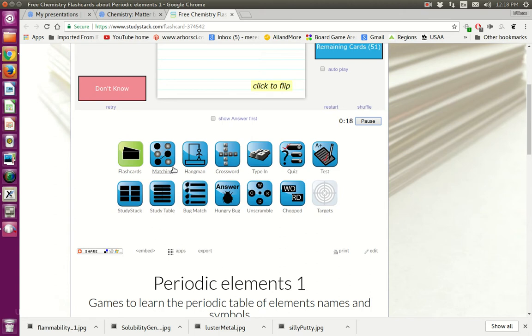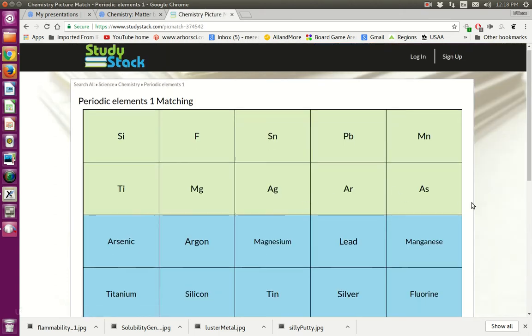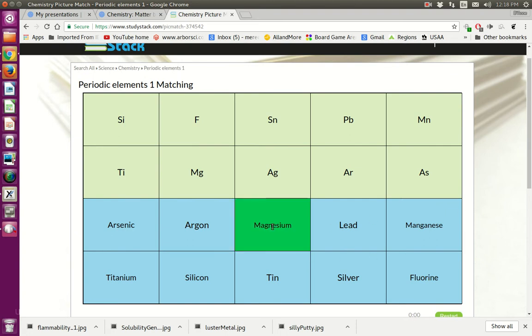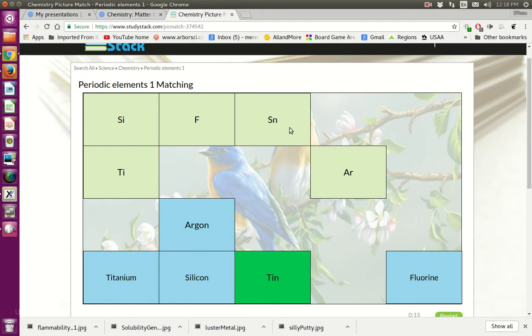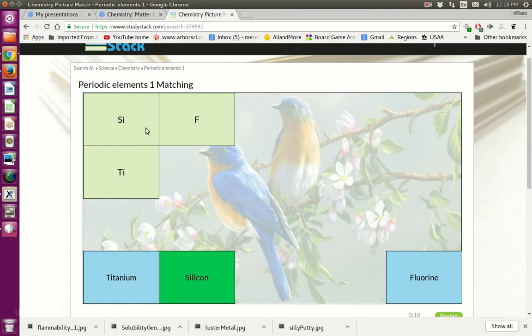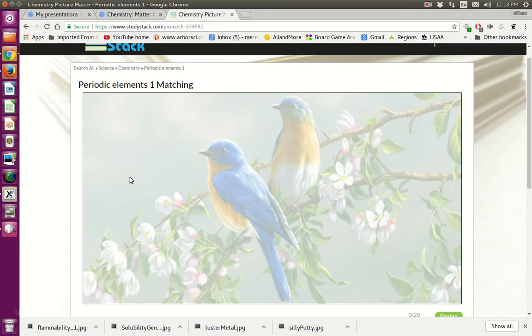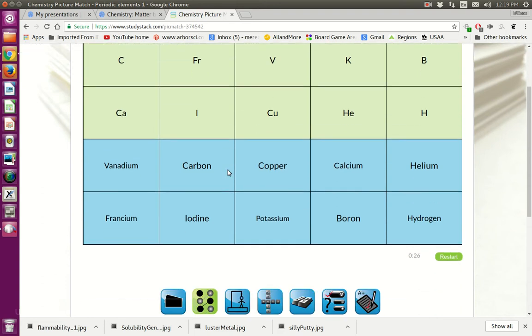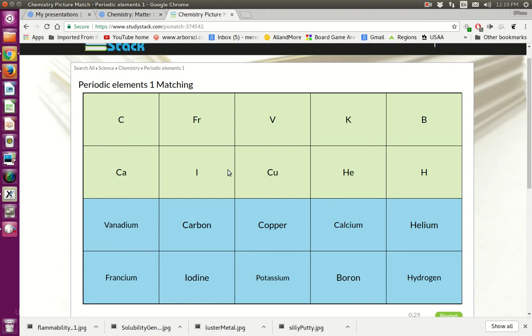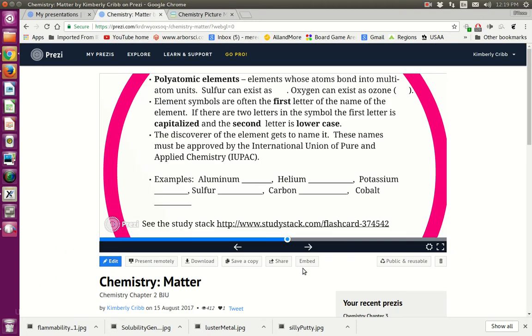There's all kinds of different things. Matching is one of my favorites. So I'm going to match this up, let's say magnesium, and find the magnesium Mg. Okay. Let's see, arsenic, As, manganese, lead, silver, tin, argon, silicon, fluorine, and titanium. Ta-da, there's a picture. So make sure you use the study stack a lot to memorize these elements. I will let you know when you're going to need to know them for the test, but that's where it is and it is available for your usage.